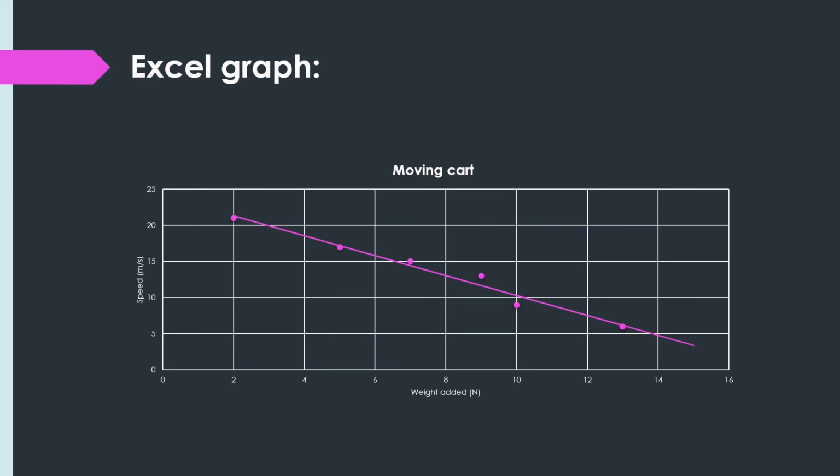The Excel graph shows us how this cart behaves. It's a linear graph, meaning that on the x-axis we have the weight added in newtons. On the y-axis we have the speed in meters per second. As the hypothesis states, the more weight is added to the cart, the slower it moves, or the less speed it has.